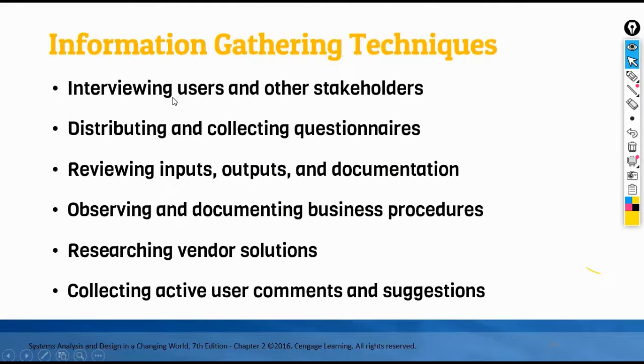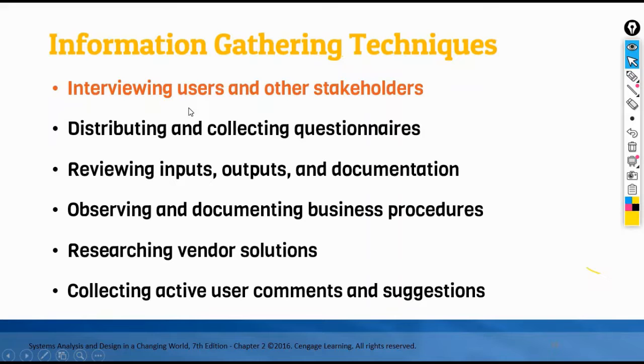First, interviewing users and other stakeholders, distributing and collecting questionnaires, reviewing inputs, outputs, and documentation, observing and documenting business procedures, researching vendor solutions, and collecting active user comments and suggestions. These are all information gathering techniques, and we will look at how we're going to do each of these.